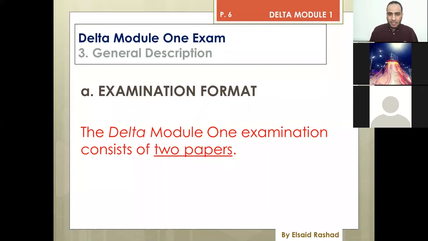So the exam is in 2 papers, paper 1 and paper 2. How many tasks are there in paper 1 and how many tasks are there in paper 2? Yes, 5 and 3. In paper 1, you have 5 tasks, task 1, 2, 3, 4, 5. In paper 2, you have 3 tasks, task 1, 2, and 3.